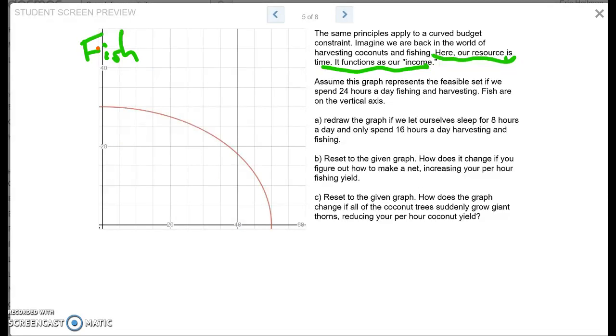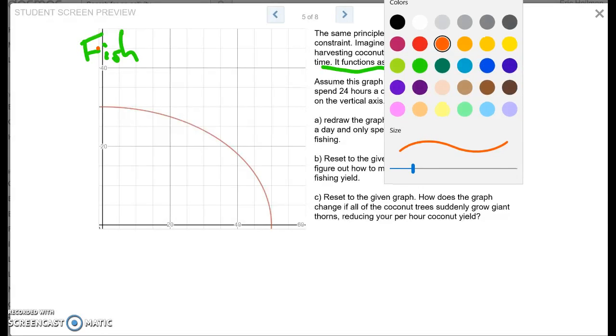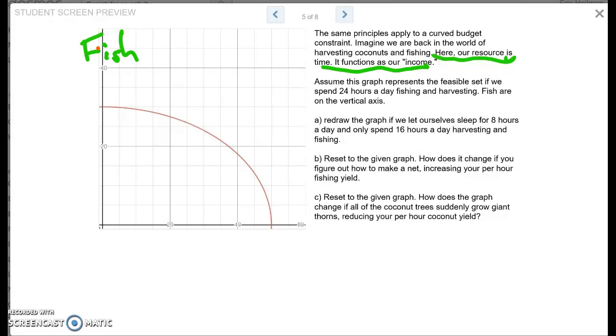Okay. So part C says, how does the graph change if all the coconut trees suddenly grow giant thorns, reducing your per hour yield for coconuts? So this would be analogous to the price of coconuts going up. Thorns on the coconut trees don't affect the amount of fish you would get if you spent all day fishing, so the intercept on the fish axis is going to be the same. But now, because of the thorns, even if you spend all day harvesting coconuts, you will harvest fewer of them. So the shape would look something like that. All right.